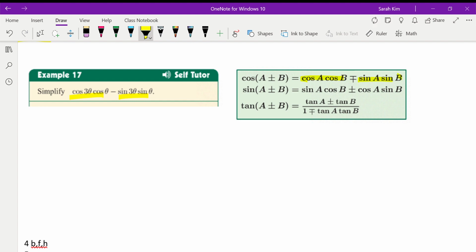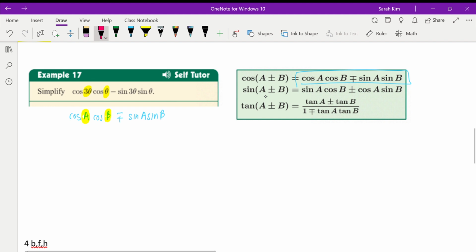So at the moment we've got this, and we're going to translate it back to cos of A plus or minus B. First things first, I'm going to copy and paste this right underneath it: cos A cos B minus plus sine A sine B. So we need to figure out which one's which. Obviously A is going to be 3 theta, and B is going to be theta.